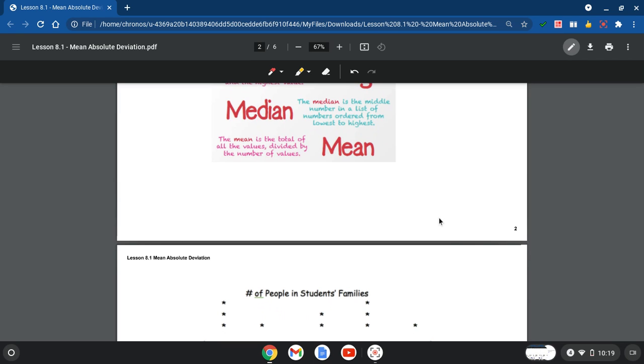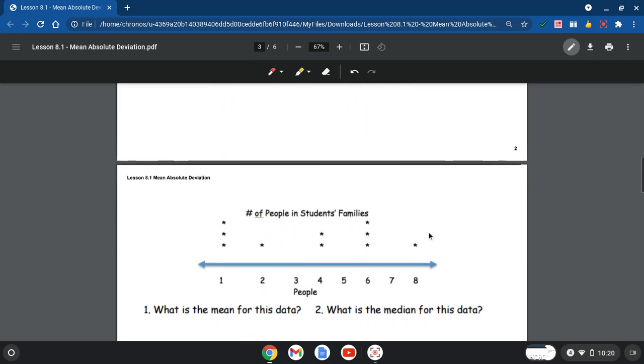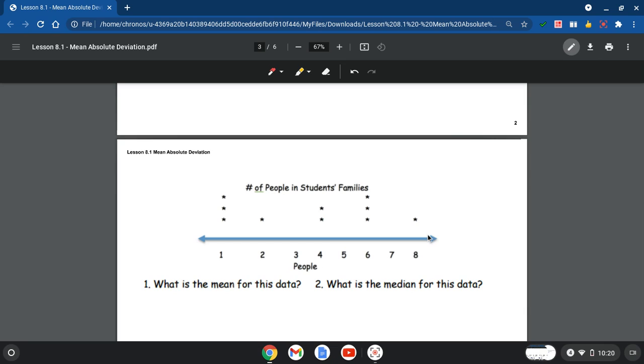Let's look at an example by using a line plot. In this line plot, we are going to find the mean, median, mode, and range. Let's begin by listing the data that you see. If we look at this first column, we will see that there are 3 ones in our set of data. We have 1, 2, shown by this one dot.